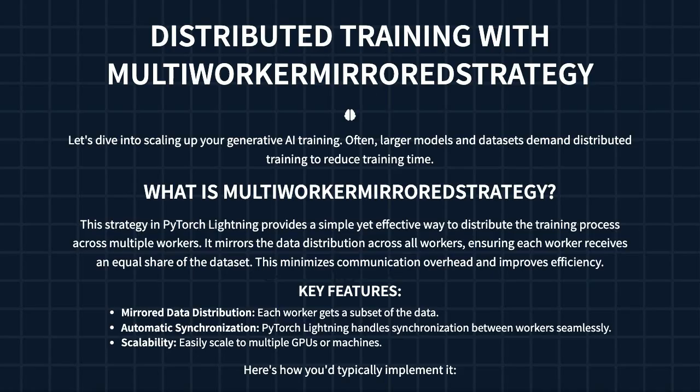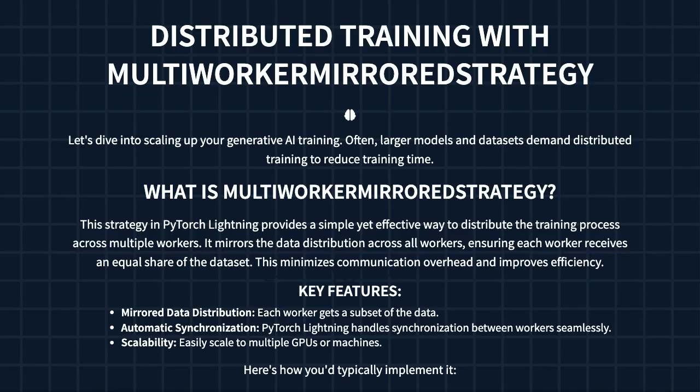Because they all have roughly the same amount of work, there's less need for them to constantly talk to each other, making training faster. It's handled automatically by PyTorch Lightning, so you don't need to worry about complex synchronization. Just set multi-worker mirrored strategy in your trainer and let it do its thing. You can easily experiment with different numbers of workers and see how that impacts the time it takes to train your model.